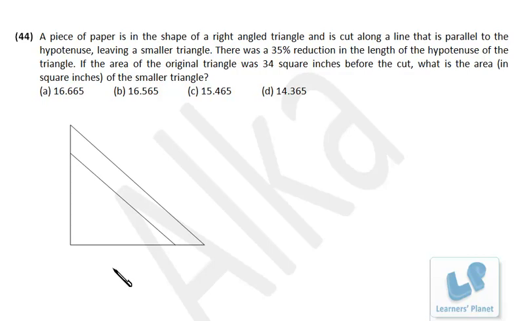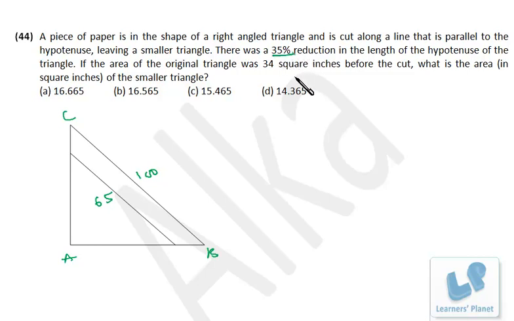Now this outer triangle, that's A, B, C, is the original triangle with the hypotenuse as BC, and this is the triangle that we are getting after reducing the length of the hypotenuse. Now suppose the original length of the hypotenuse is 100, now the length becomes 65 because there is a reduction of 35%.